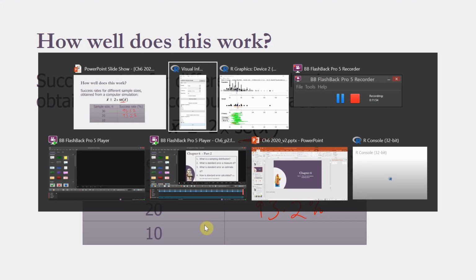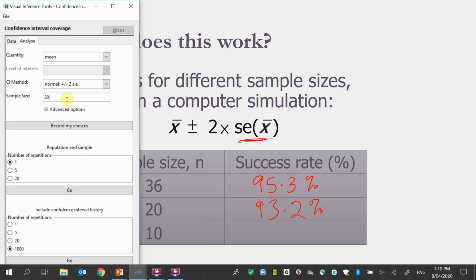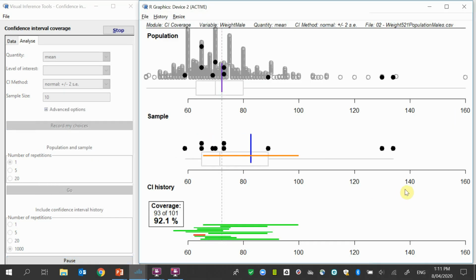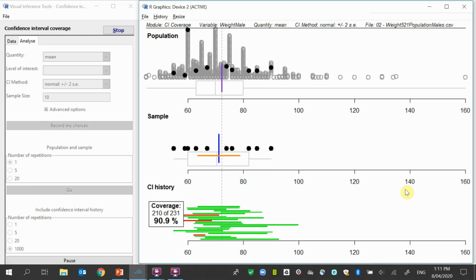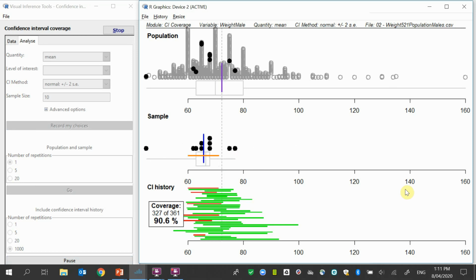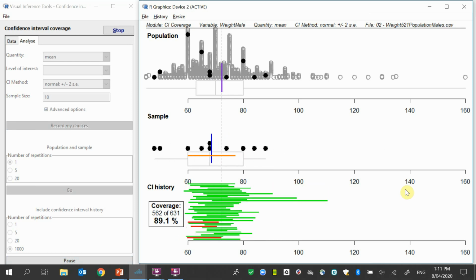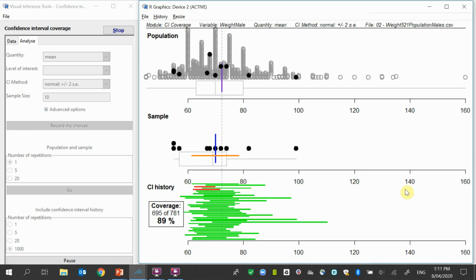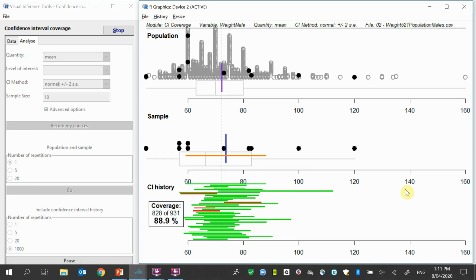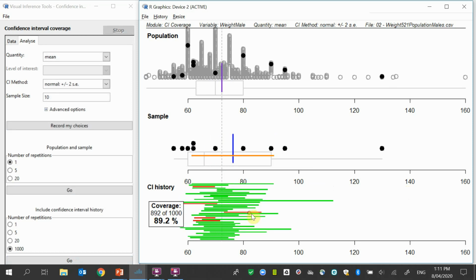Let's go even further. Let's see what happens when we have a really small sample, like only 10. So again, our intervals got even wider because that standard error, our sampling error, is even bigger. So our interval's really, really wide. But on top of that, even though the intervals are really wide, sometimes they're still not making it to the population parameter. They're either too big, like this one over here, too high, or they're too low, and they're not quite making it. This time, only 89.2%.